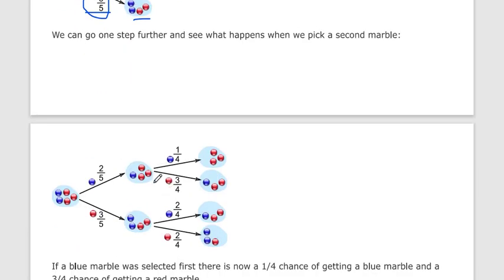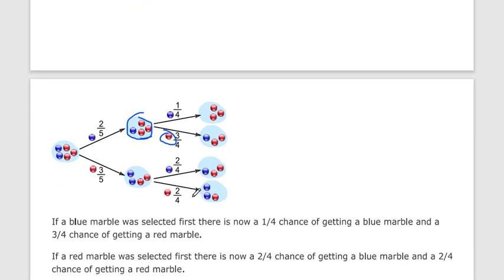Now let's say we have picked one marble from that bag. What is the probability of picking blue? It's 1 and overall 4, so 1 by 4. Picking red is 3 by 4, 3 red out of an overall 4. With 2 blue and 2 red, picking a blue marble is 2 by 4, and picking a red marble is also 2 by 4.